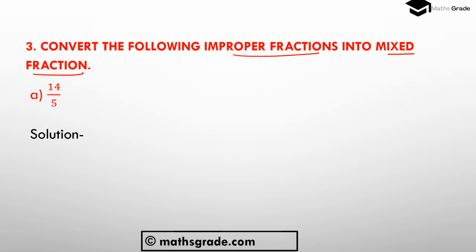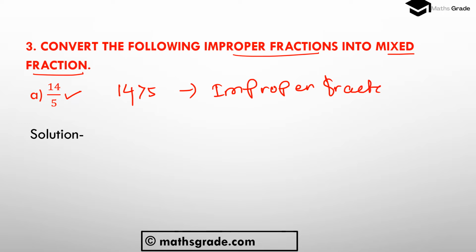First, part A, 14/5. Here 14/5 is an improper fraction because the numerator is 14, which is more than the denominator 5. 14 is more than 5, so this is an improper fraction. When we convert an improper fraction into a mixed fraction, first divide the numerator by the denominator. Now 14 is the dividend and 5 is the divisor.